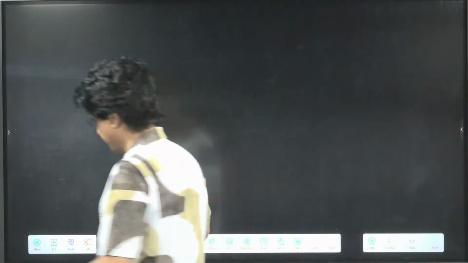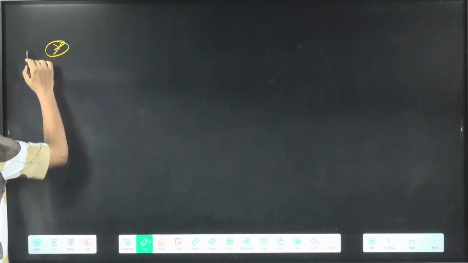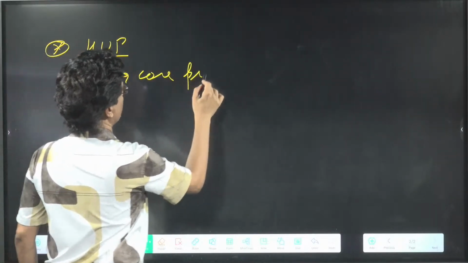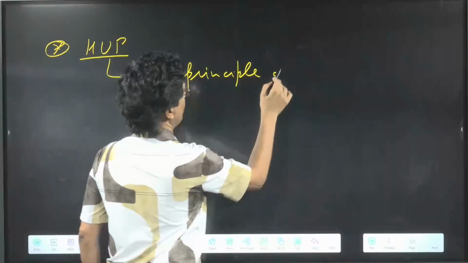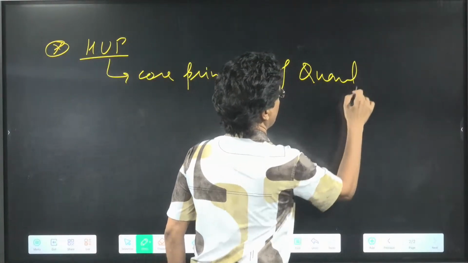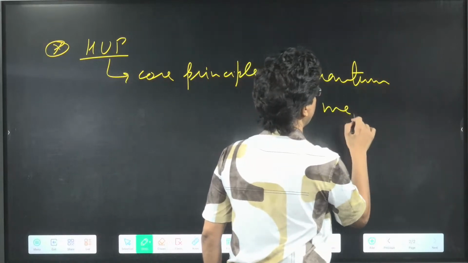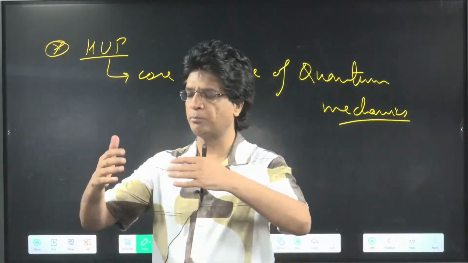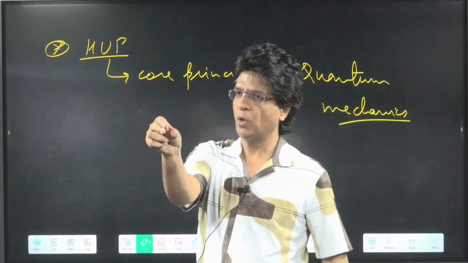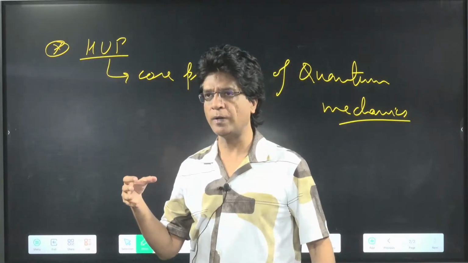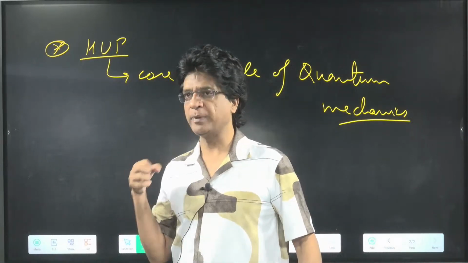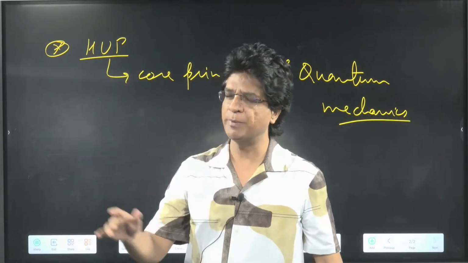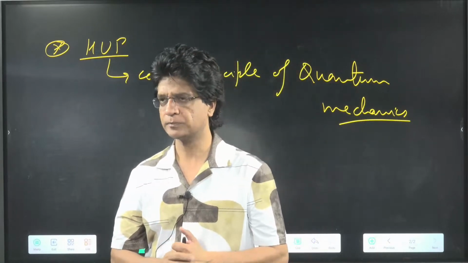Now, one more thing. Please understand this thing. It's very, very important. HUP is the core principle of quantum mechanics. Very, very important. Quantum mechanics is basically built on multiple concepts. If I have to pull one brick in this castle of quantum mechanics, it will all come down. What will that brick be? That brick will be the Heisenberg uncertainty principle.